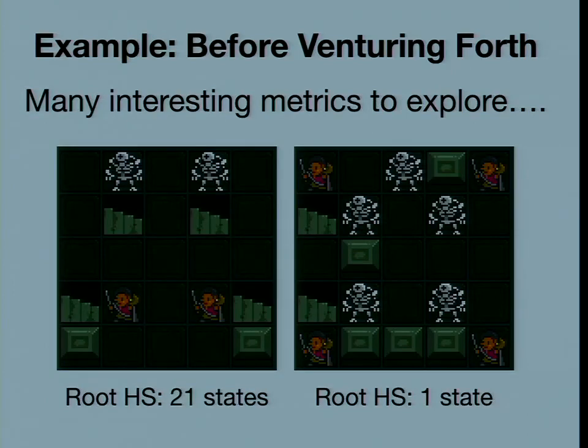The root hyperstate, the one you start in, on the one on the left has 21 game states compressed inside it, because there's so much you can do at the beginning without affecting the game permanently. Whereas the one on the right has a single game state in it, because as soon as you do something, you branch the game permanently and you can't go back.